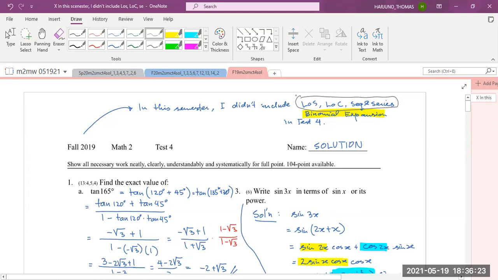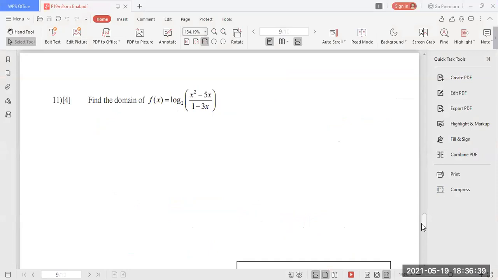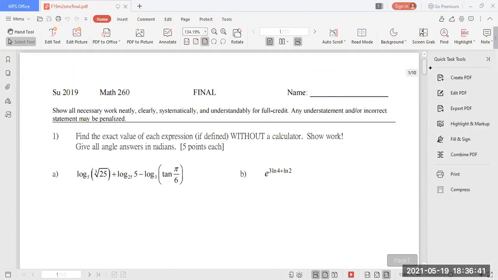But when I look at the final, let me show you the final I gave in fall 19. Very likely at that time, when I look at the final, I just used a final from someone else. This is not my final, except the heading, which is mine. Okay, but these are not my final.